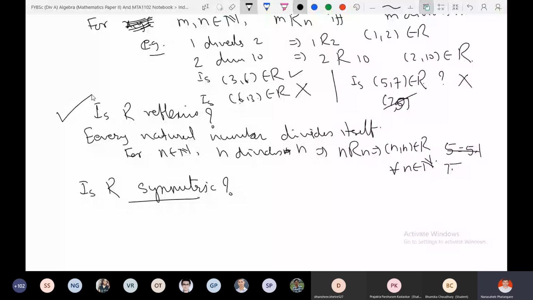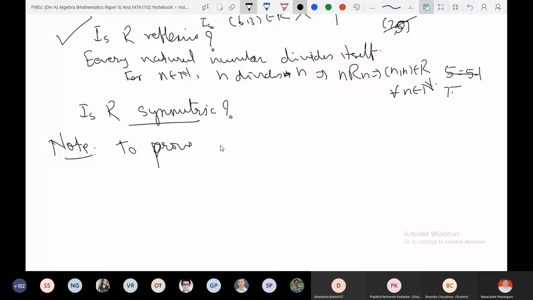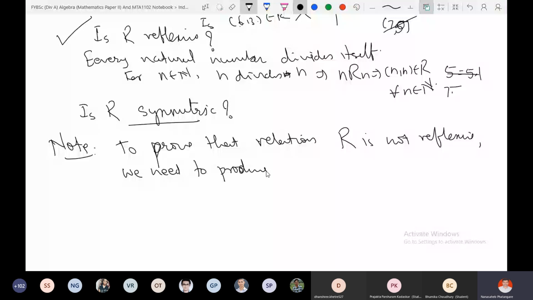Now, is it symmetric? No. So note that to prove that relation R is not symmetric, we need to produce an evidence. What type of evidence do we need to produce?